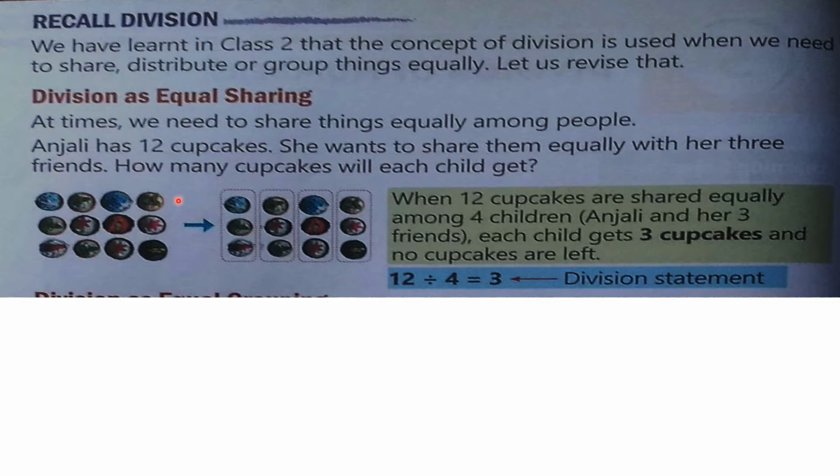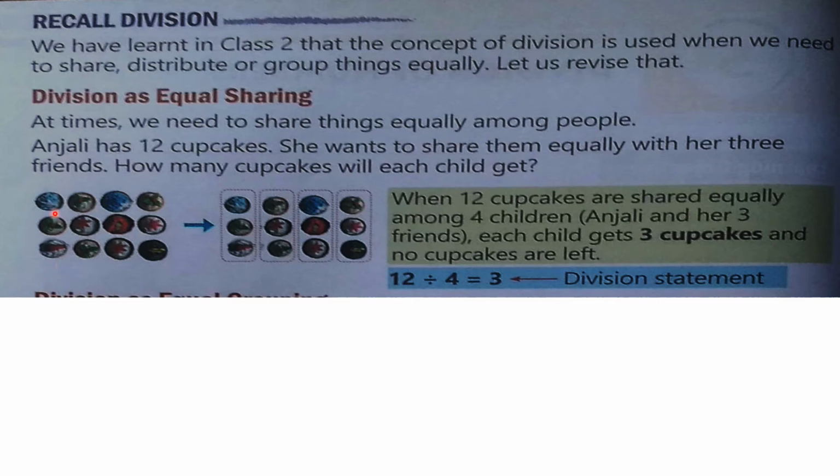So in the same way, let's see here. At times we need to share things equally among people. So Anjali has 12 cupcakes, and she wants to share them equally with her three friends. So how many cupcakes will each child get? The total number of people is four, that is Anjali and her three friends. So four people are there.